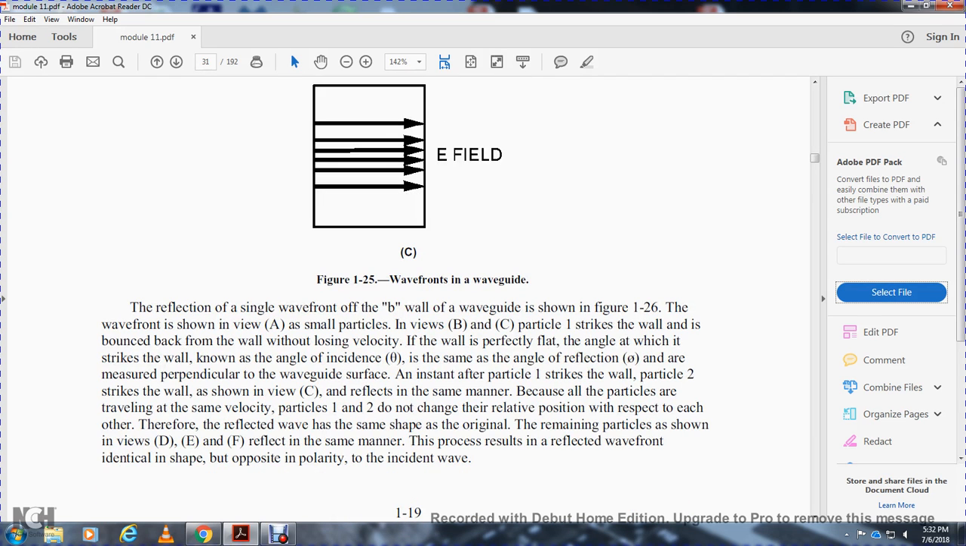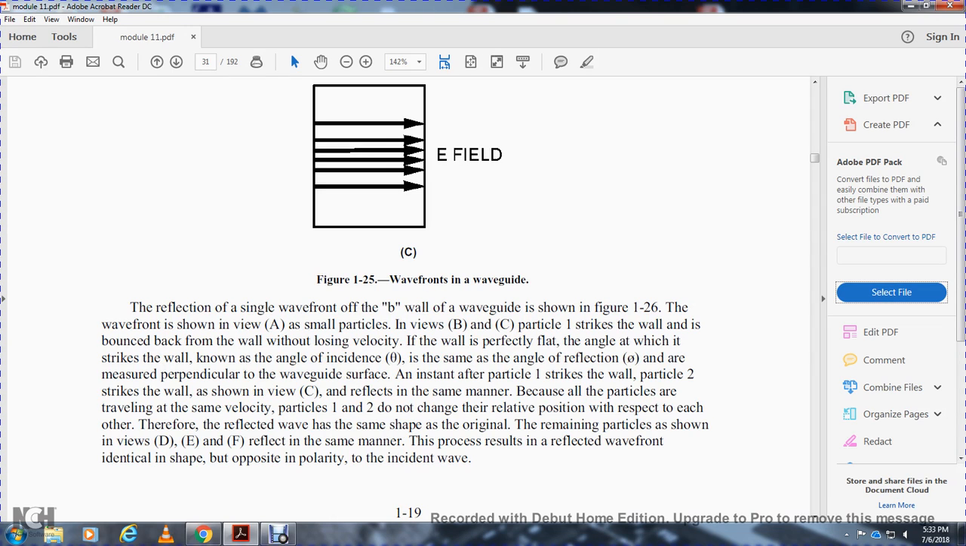The reflection of a single wavefront at a B wall of the waveguide is shown in figure 126. The wavefront is shown in view A as a small particle, with B and C showing the particle as it strikes the wall and bounces from the wall without losing velocity. The wall is perfectly flat, and the angle at which it strikes the wall, known as the angle of incidence, is the same as the angle of reflection, measured perpendicular to the waveguide surfaces.